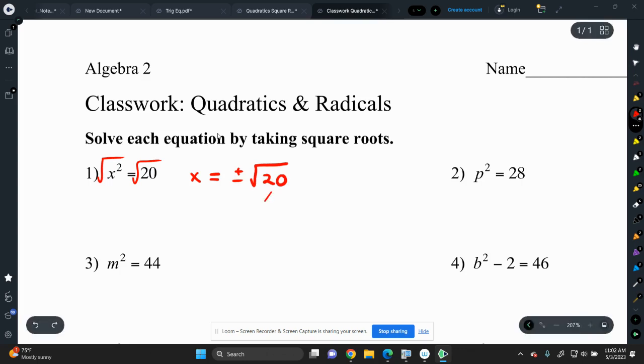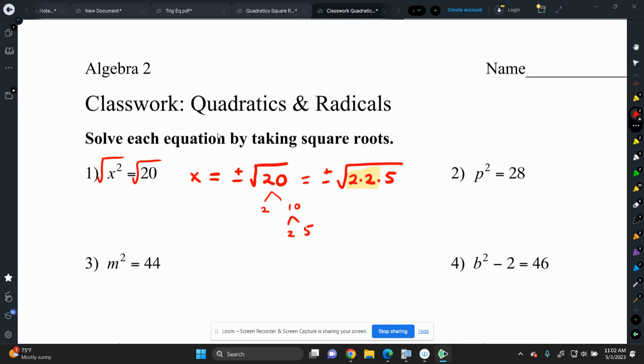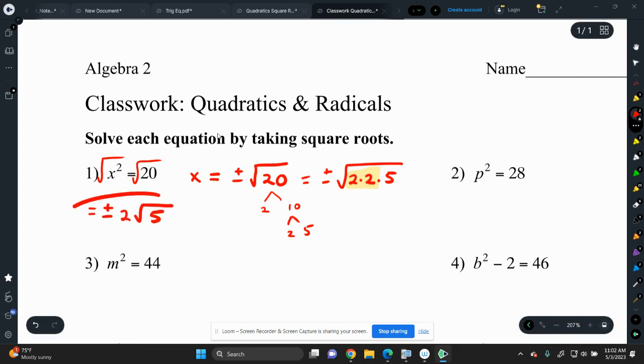Okay, now we need to go ahead and simplify this 20. So we can do 2 times 10, and 10 is 2 times 5. So we have plus or minus the square root of 2 times 2 times 5. Anytime we see a pair, that comes out of the square root, so this equals plus or minus 2 square root of 5. And that's our answer.